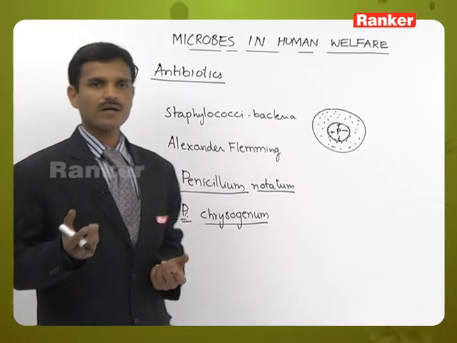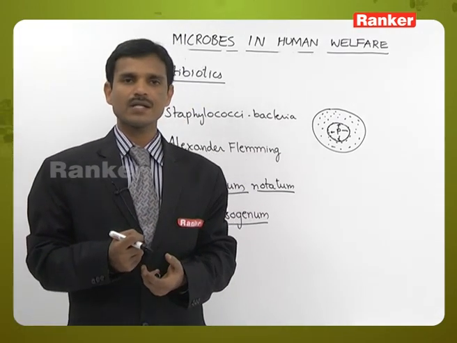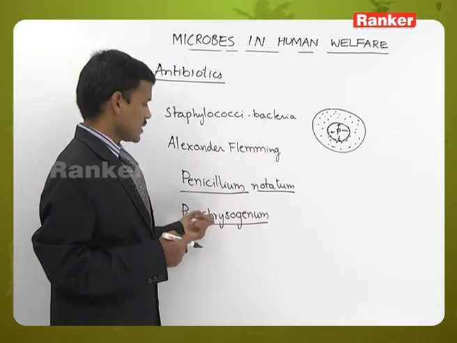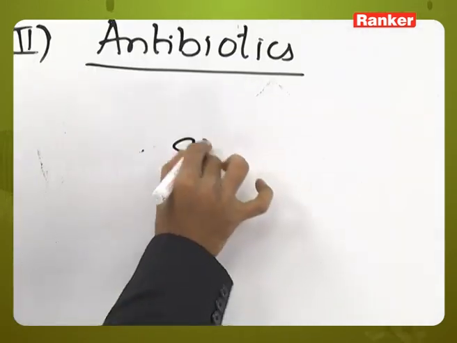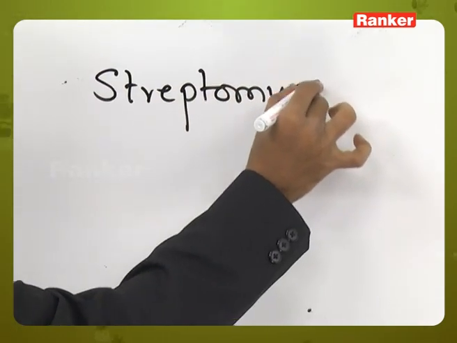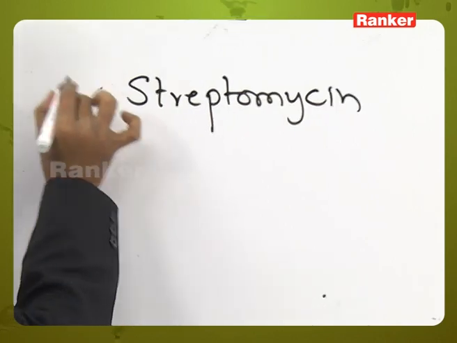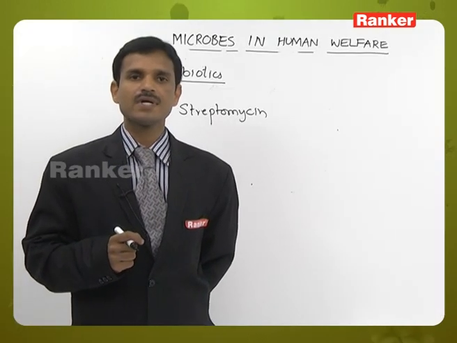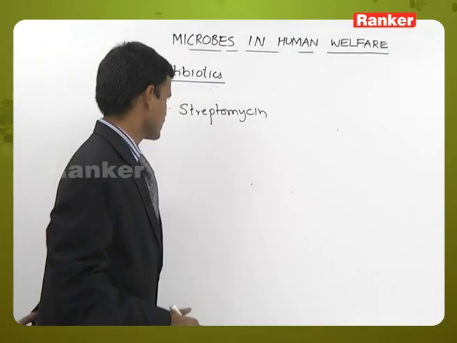Nowadays we are taking the penicillin antibiotic. This penicillin antibiotic is industrially produced from Penicillium chrysogenum. The next antibiotic is streptomycin. Streptomycin is an antibiotic extracted from Streptomyces griseus.